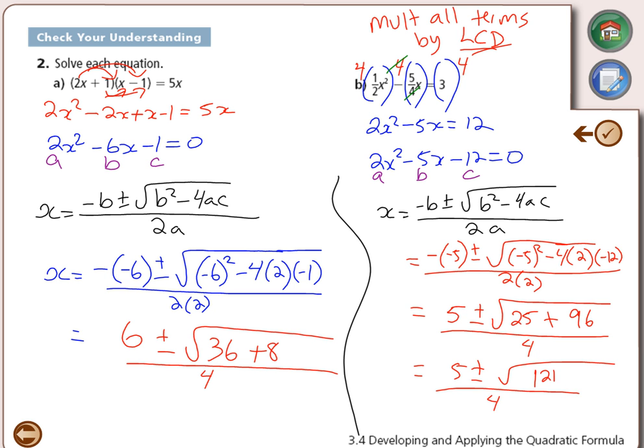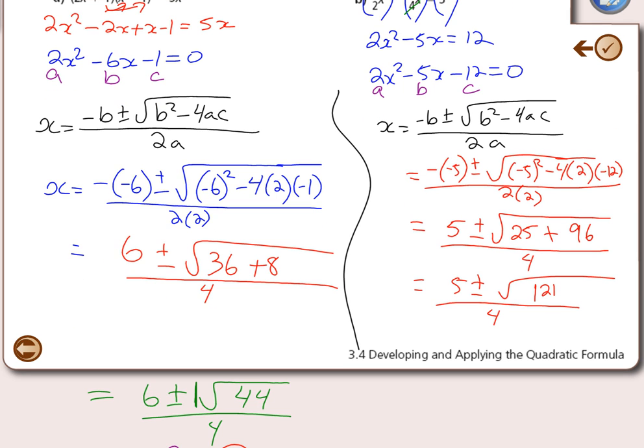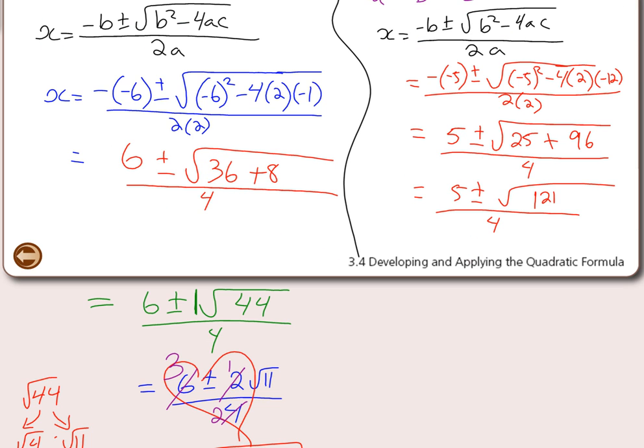Oh, but wait. 121. That's a special number. That's a perfect square. The square root of 121 is 11. 5 plus or minus 11. Not the square root of 11, just 11 over 4. Don't leave it like that. We can actually evaluate that one further.